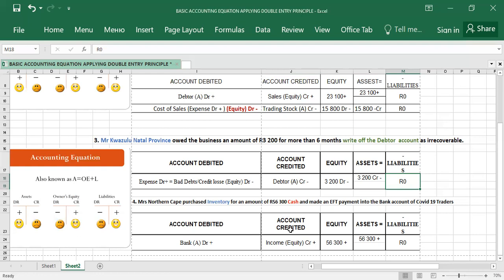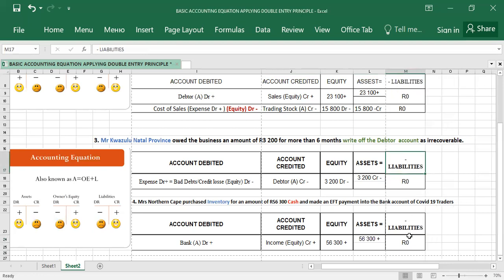Now the account to be created will be income, and we know that the income account falls under owner's equity, and owner's equity increases on the credit side, and the income account also increases on the credit side. So under equity, we will have plus 56,300 rand, and then under asset, which is the bank account, we will also have plus how much? 56,300. Did this question, the fourth question, affect our liability account? No, the question did not affect our liability account. That's why we don't have anything to write under our liability account.